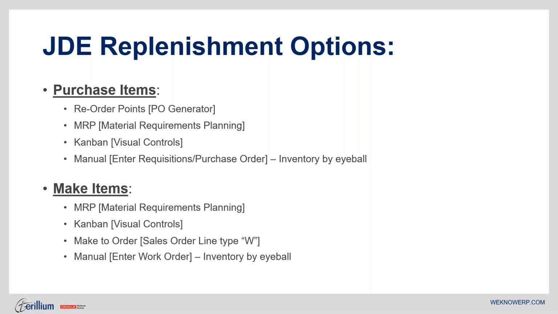Make items are all really exactly the same. The big difference is you don't have PO generator because that's only for purchase orders, but you do have make to order sales W line types. So if you have an organization where you have a one-to-one relationship, sales order to work order, you can build out that strategy. So when you cut a sales order, it automatically creates a work order. For things like configurator too, it can generate a parts list as well. So that is something that can be done on the make items perspective.